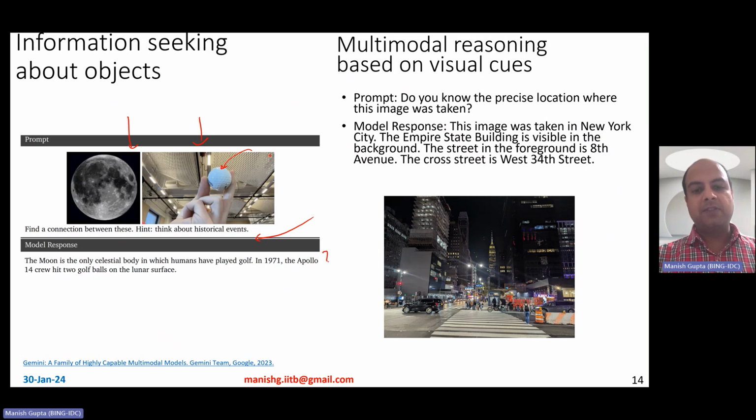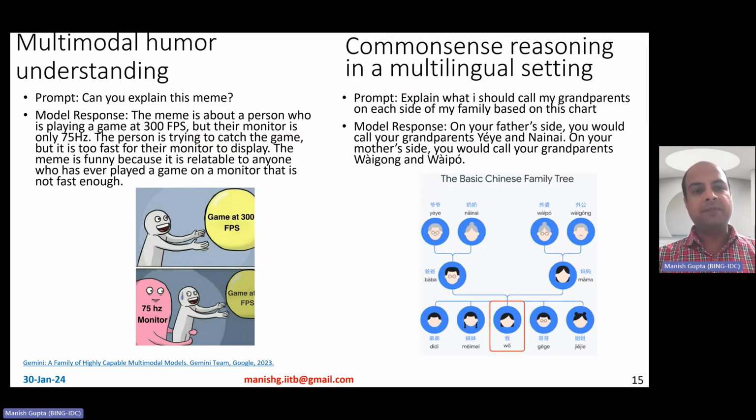So the model response is so awesome here. The moon is the only celestial body on which humans have played golf, in 1971. The Apollo 14 crew hit 2 golf balls on the lunar surface. Okay. Multimodal reasoning. Do you know the precise location where this image is? The image is also, of course, a part of the prompt, and the model response is that yes, it's the Empire State Building, and the address for the Empire State Building, and so on.